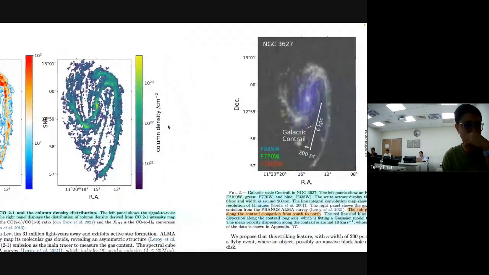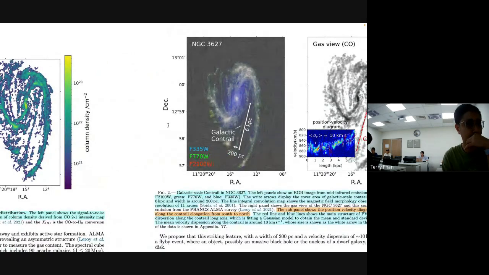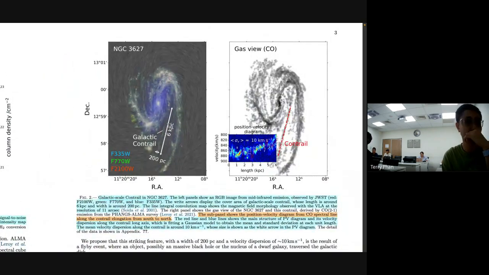Now, moving on to figure 2. Here on figure 2, the left panel shows the JWST infrared dust emission. The contrail is marked by the white arrows. The dust is glowing in the mid-infrared light. The straight narrow structure, you can see it's very clear here. And on the right panel, it shows ALMA CO 2-1 gas emission. The same contrail is detected in the molecular gas. This shows that the structure is not just dust, but it also contains dense gas.